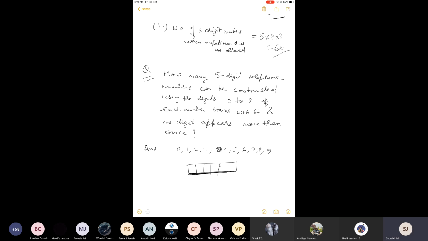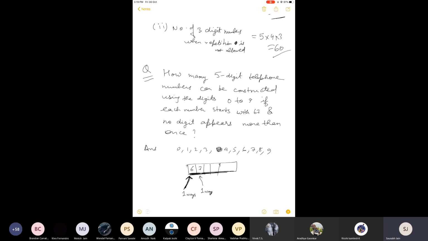Okay, tell me one thing. I want to ask you a question. In how many ways can you fill this box? I'm making the arrow. Only one way. Why? Because the number has to start with 67. So in how many ways can you fill this box? One way. Now only three boxes are remaining.